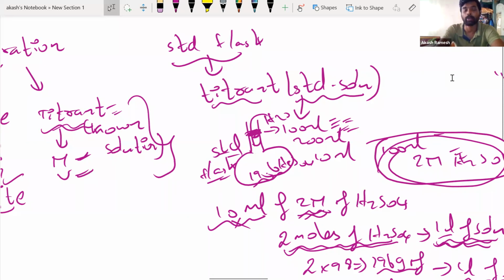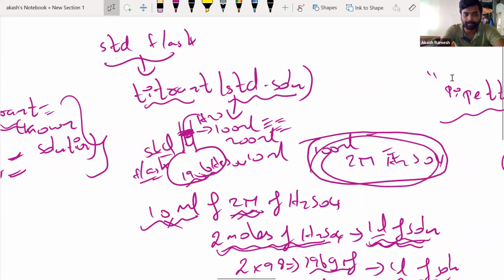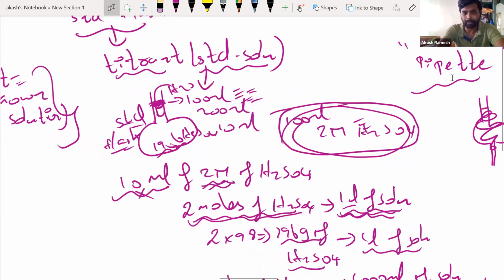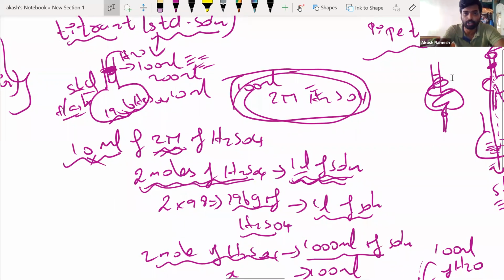So we'll be preparing it first. Assume that this is a 100 ml flask. Now I want to prepare 2M solution. That is molarity, I want to prepare H2SO4 which has a molarity of 2. And obviously, since it is a 100 ml standard flask, I'll be preparing 100 ml of 2M H2SO4.